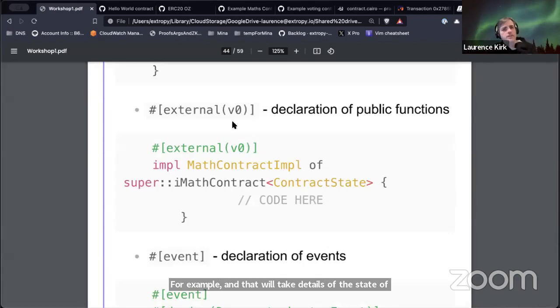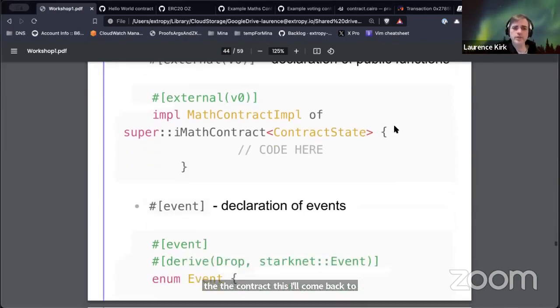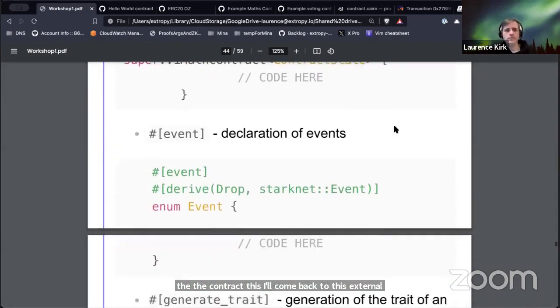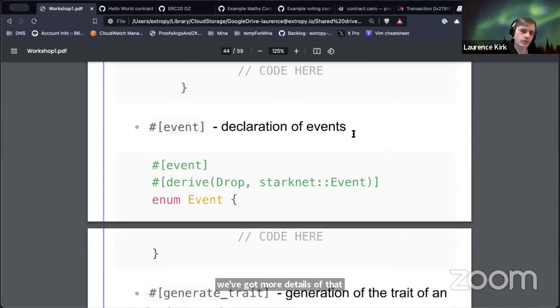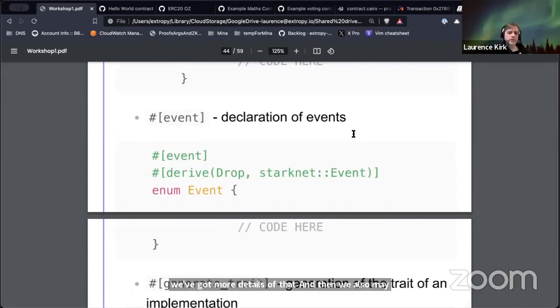I'll come back to this external. We've got more details of that. And then we also may have events within our contract.